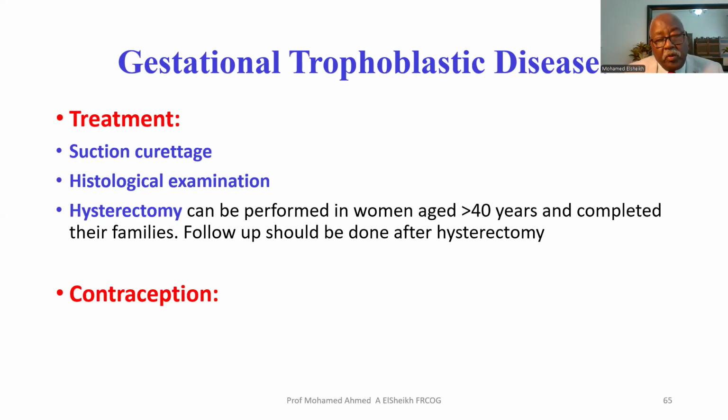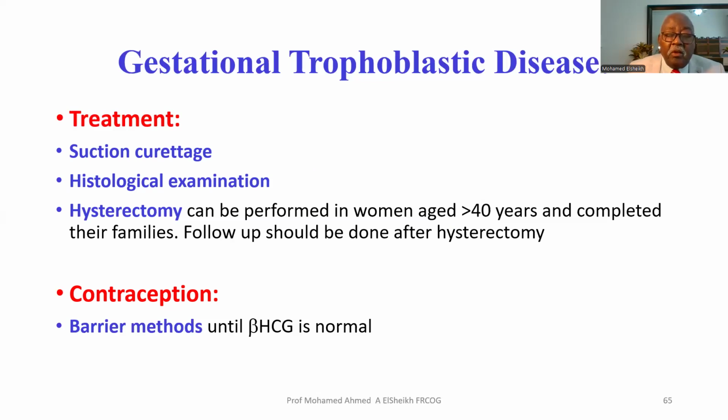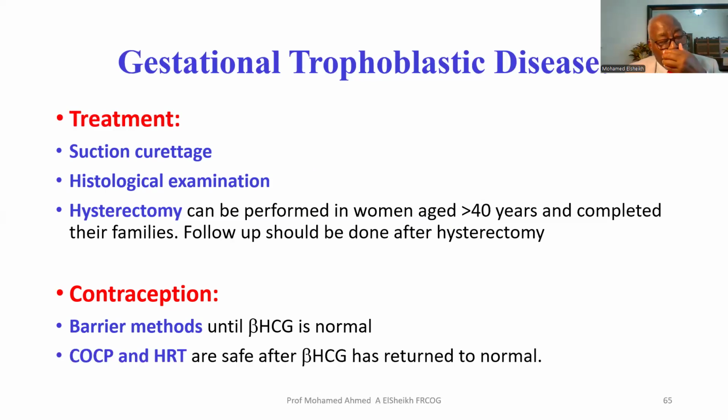The important point when we come to the follow-up is that it should be done even after a hysterectomy. And we'll see the follow-up and what to do for it. After treatment with suction curettage, she must use contraception. What is the suitable contraception? Barrier methods until the beta HCG comes to normal. After the suction curettage, we follow up by beta HCG, during which period she should use a barrier method till the beta HCG comes to normal.